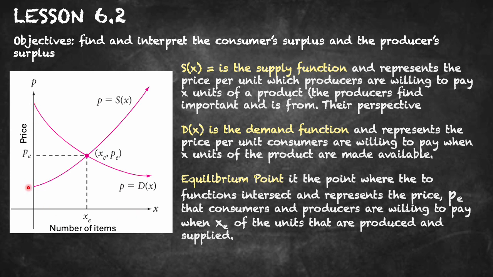Now, when we look at this graph, if we look at the axes, the X represents the number of items, and the Y-axis represents the price. Then you see this point here, the X with the little sub e, and P with the little sub e. X is the number of items, and P is the price, but the little e points out that this is what's called the equilibrium point. That's where the supply and the demand curve intersect, where they're the same.